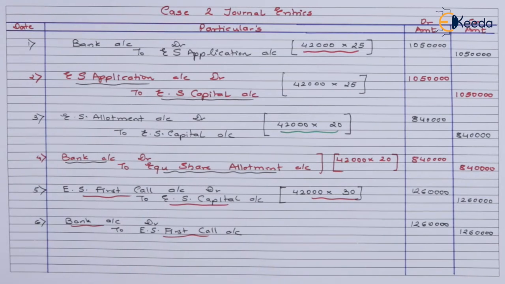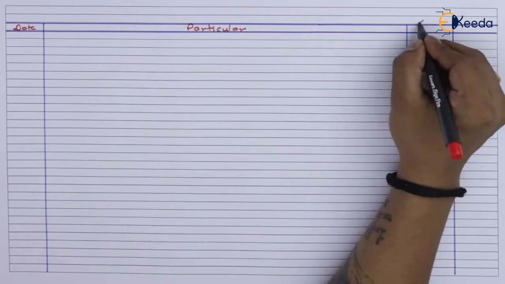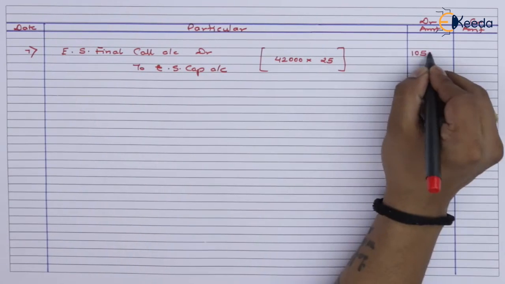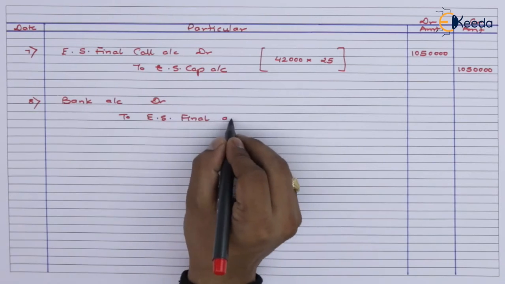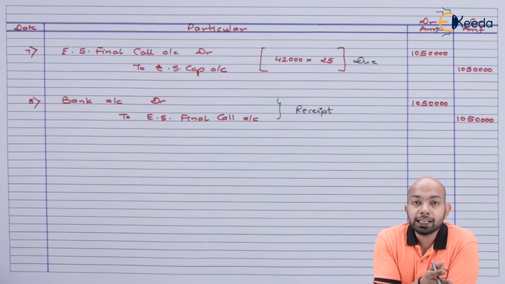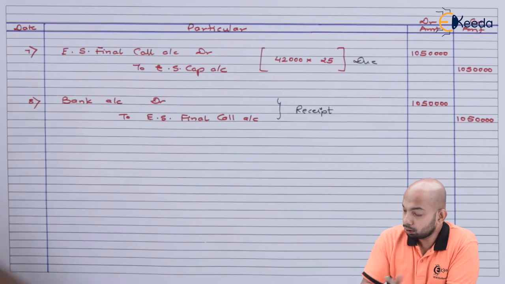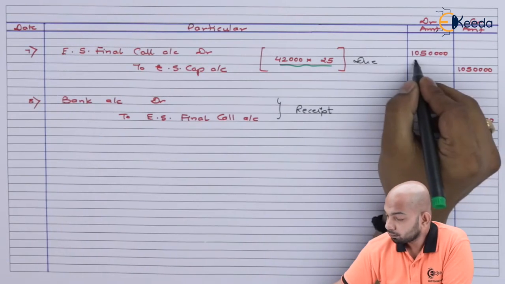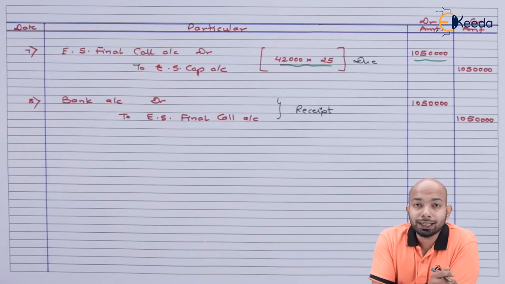Similar to this, we'll be passing the entries for final call, that is due and receipt both. So the last entry referring to case 2 has been passed, that is due entry equity share final call account debit to equity share capital, 42,000 into 25 rupees, that gives you the amount there, and that is the same amount that you're supposed to receive, 10,50,000. So the receipt entry has been passed, that is bank account debit to equity share final call.